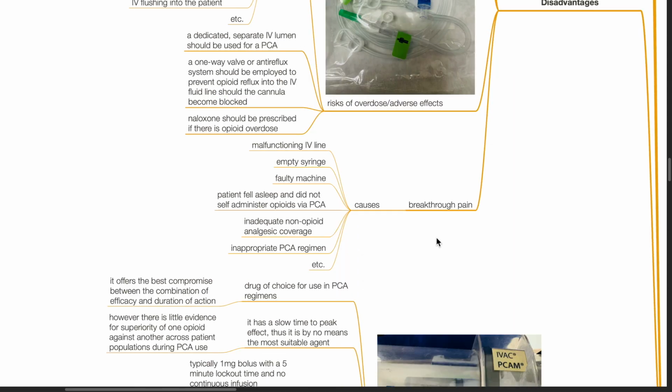Breakthrough pain can occur with PCAs. Causes include malfunctioning IV line, empty syringe, faulty machine, the patient falling asleep and not self-administering opioids via PCA, inadequate non-opioid analgesic coverage, inappropriate PCA regimen, etc.